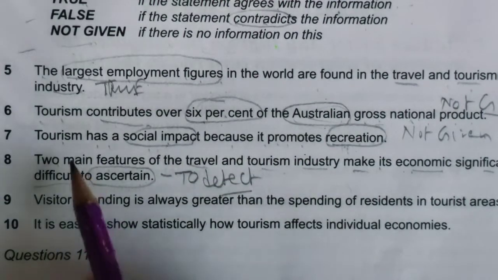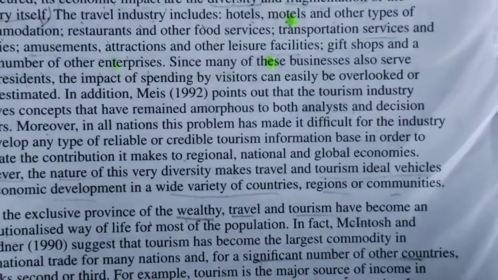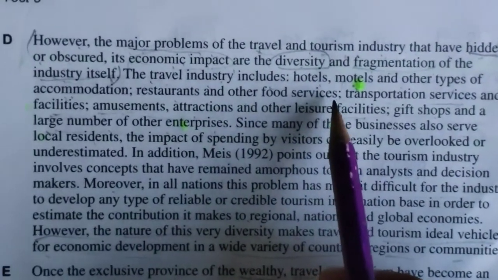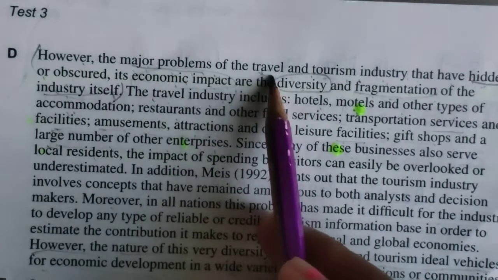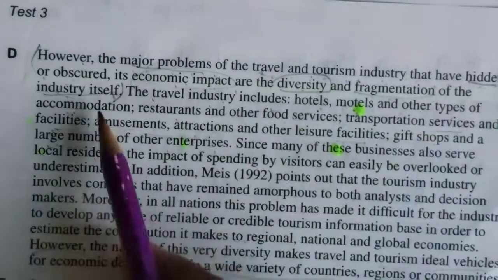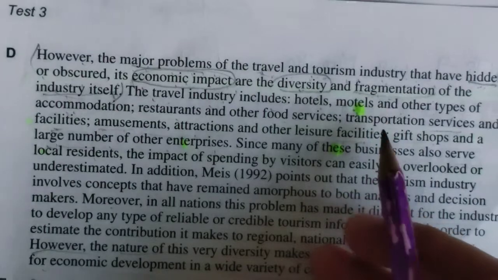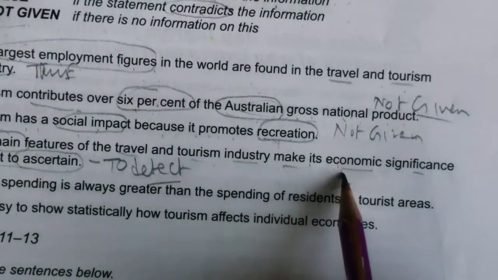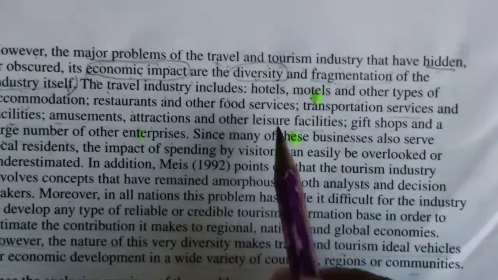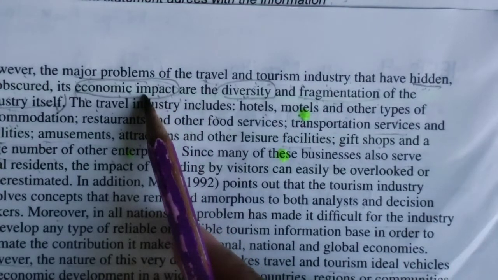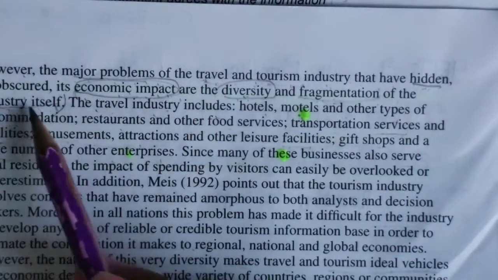Okay, now where will we be going for the two main features? So where are they talking about the two main features? Yes, here they are talking in paragraph D. The major problems, of course, in the first line they are talking about major problems of travel and tourism industry that have hidden or obscured its economic impact. Yes, economic impact are the diversity and fragmentation. But here they are talking about, yes, economic significance. Right. They are only talking about economic significance. So when they are talking about economic significance means economic impact. This first one is diversity and second one is fragmentation of the industry itself.